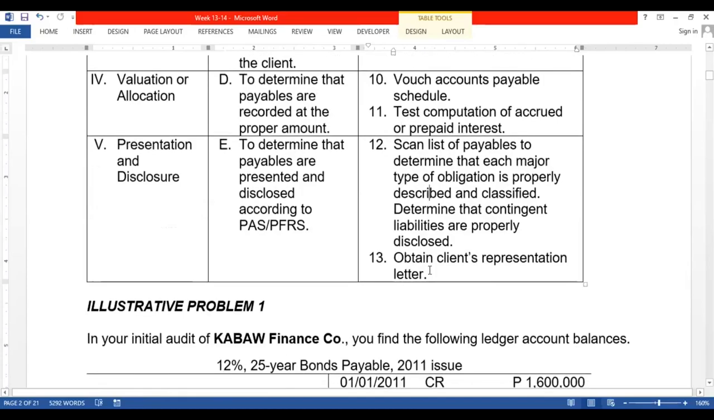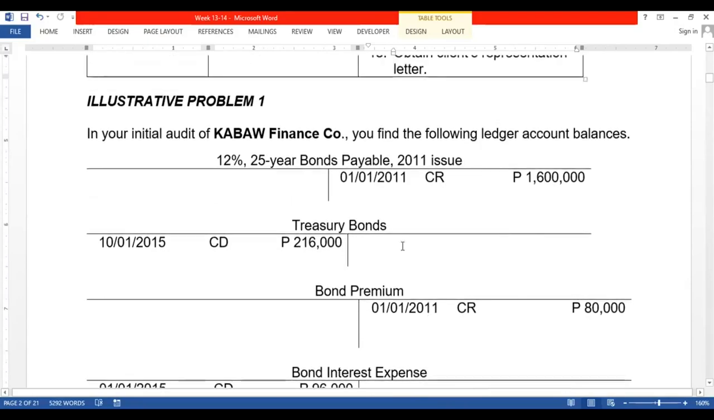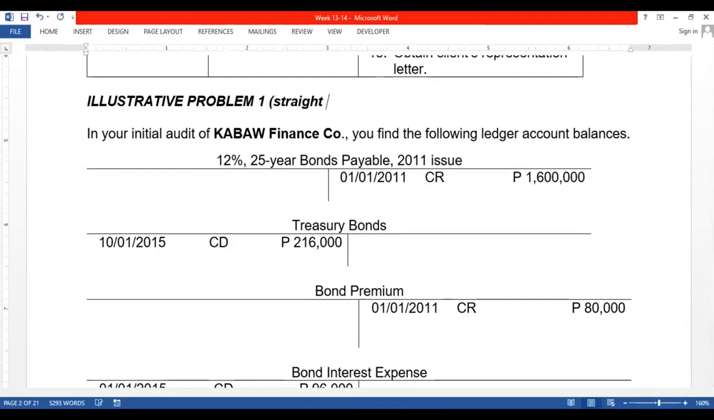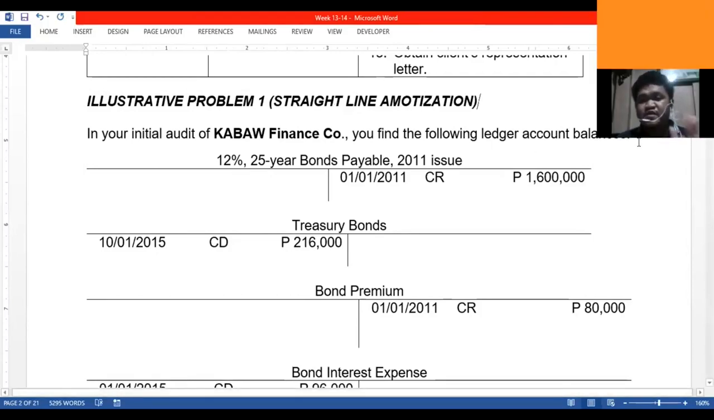Let's try to compute long-term liabilities. In the first illustrative problem, we will use the straight-line method of amortization. Problem number one is on straight-line amortization. There are three ways to amortize a discount or premium: straight-line amortization, the outstanding balance method, and the third, which is required by the standard, the effective interest method. So let's try the straight-line amortization of the premium or discount.